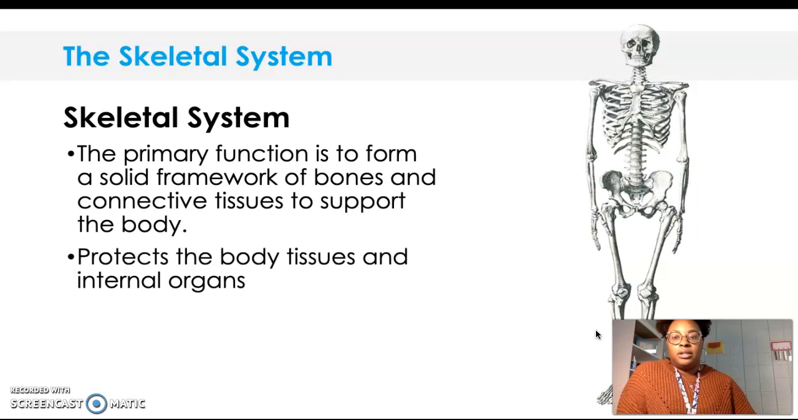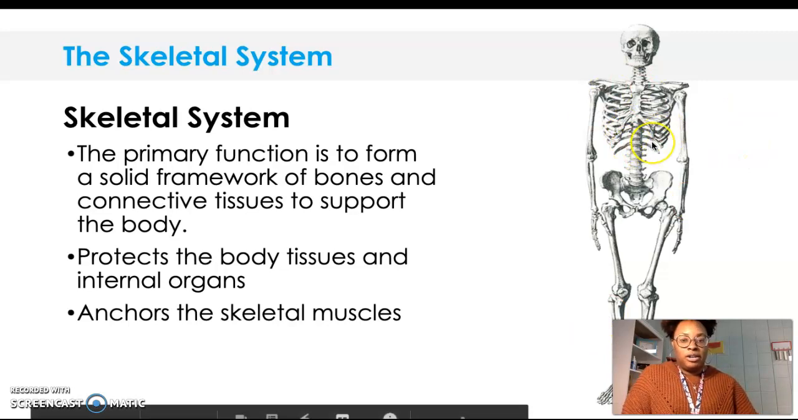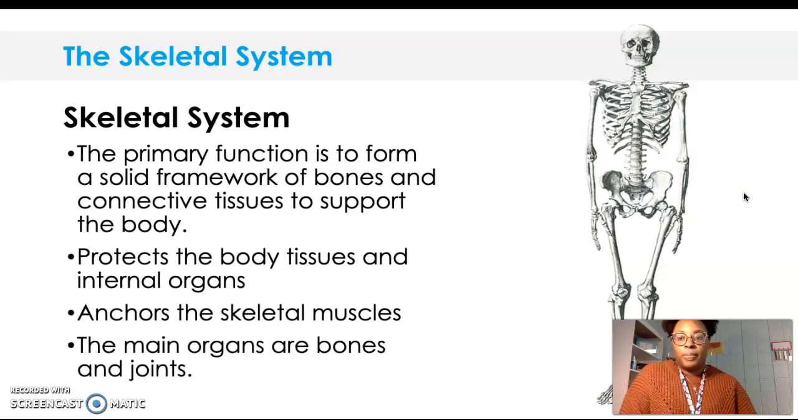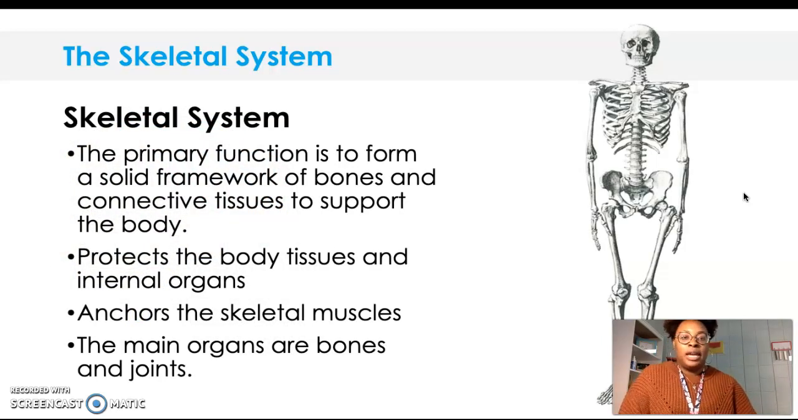The skeletal system, the primary function is to support your body, protect your organs, and be an anchor for your muscles. And so the organs it's going to protect, your rib cage protects your heart and your lungs, your diaphragm, and so that's going to be right in here. And it also, like I said, is an anchor for muscles. And so all your muscles are attached to your bones. So the main organs are joints and bones.